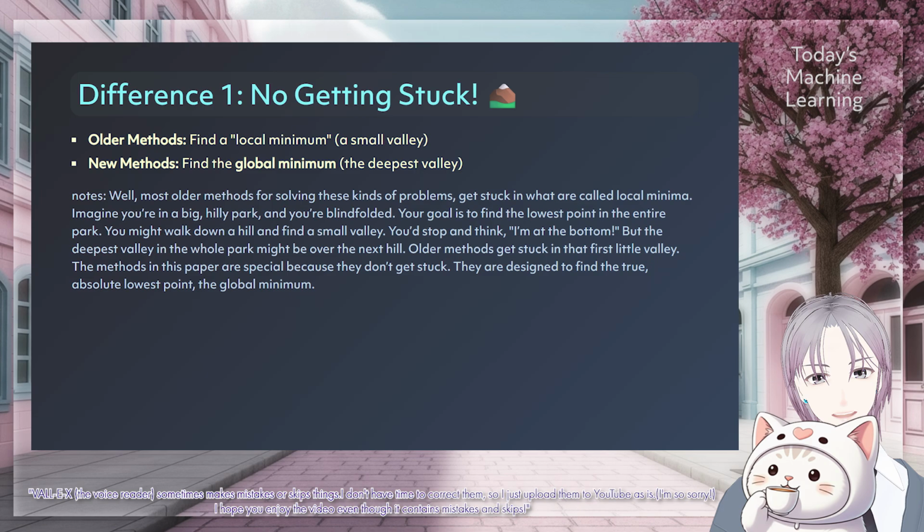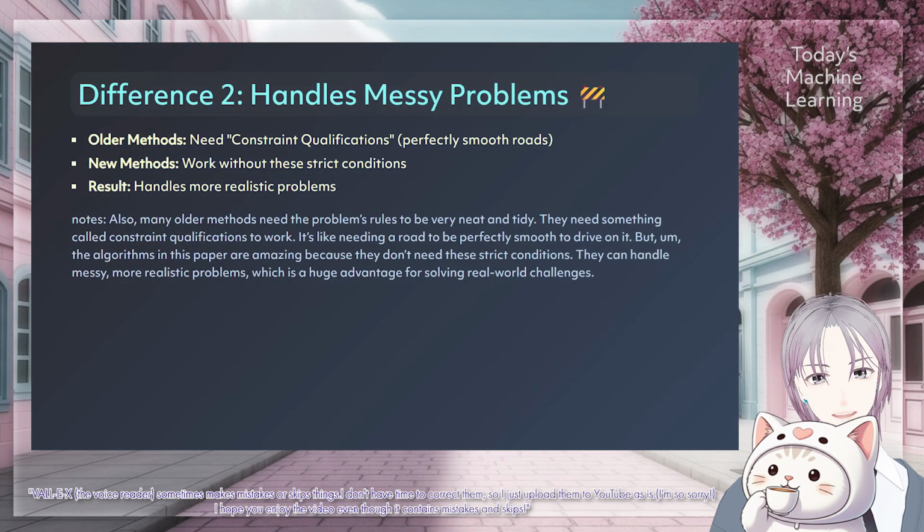The methods in this paper are special because they don't get stuck. They're designed to find the true, absolute lowest point, the global minimum. Also, many older methods need the problem's rules to be very neat and tidy. They need something called constraint qualifications to work. It's like needing a road to be perfectly smooth to drive on it. The algorithms in this paper are amazing because they don't need these strict conditions. They can handle messy, more realistic problems, which is a huge advantage for solving real-world challenges.